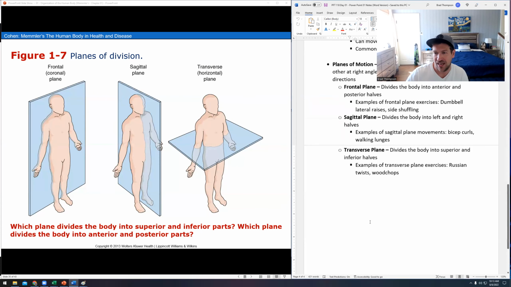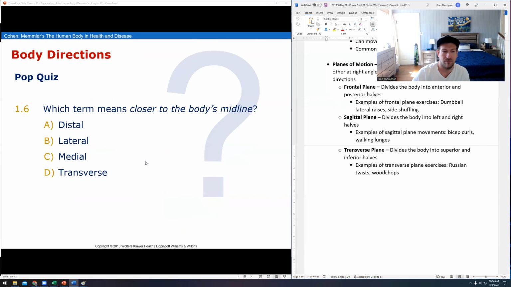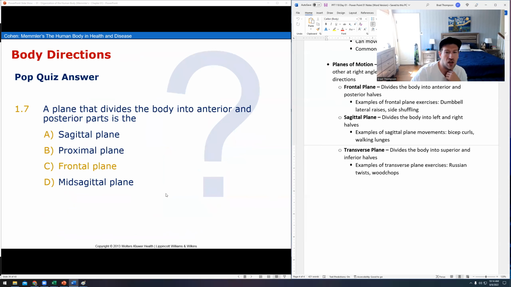Looking at some exercise examples here, some examples of frontal plane movements would be a dumbbell lateral raise or side shuffling. Examples of sagittal plane movements would be bicep curls or walking lunges. And some examples of transverse movements would be a Russian twist or a wood chopper. Those are really good twisty movements. A curtsy lunge would be a good one too. Anything that's very twisty.